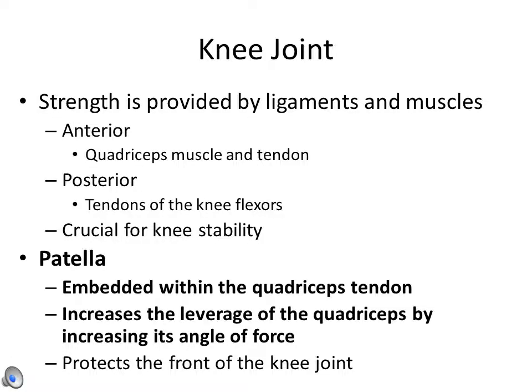The knee joint gains strength and stability from its ligaments and muscles. Anteriorly, there is the quadriceps muscle and tendon that gives strength. Posteriorly, there are the tendons of the knee flexors, and then there's also the cruciate ligaments, the anterior cruciate and the posterior cruciate ligament, to give the knee its stability.